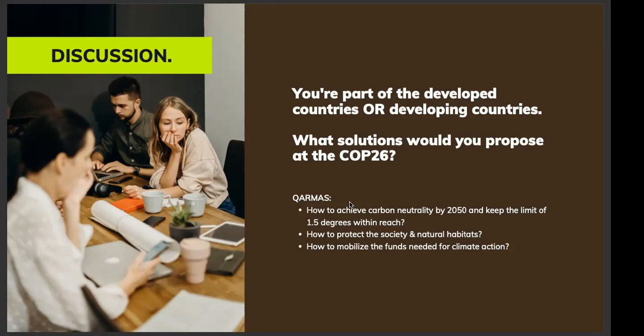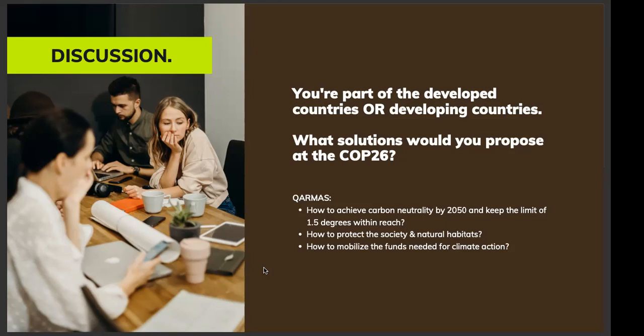Basically kayak gitu. And then the second is, how will your countries try to protect the society and natural habitats, especially in regard to climate change, karena climate change ini akan banyak berdampak ke masyarakat dan juga habitat natural. Dan yang terakhir adalah how you mobilize the funds that are needed for climate action.